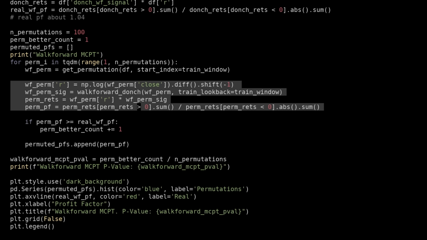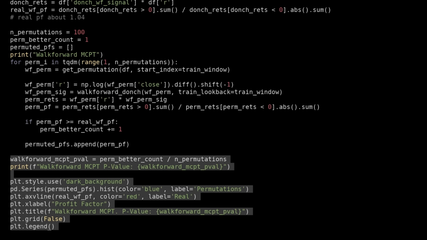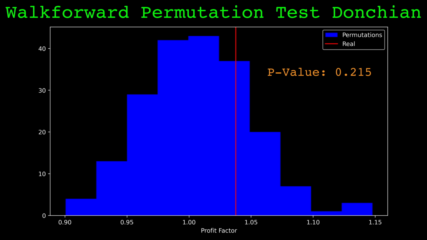We compute the profit factor of the walk forward signal in the same way. Then we compare the profit factor found on the permutation to the profit factor we found on real data. We compute our quasi p-value and make a histogram of the permutation's profit factors. I ran the test with 200 permutations and got this.